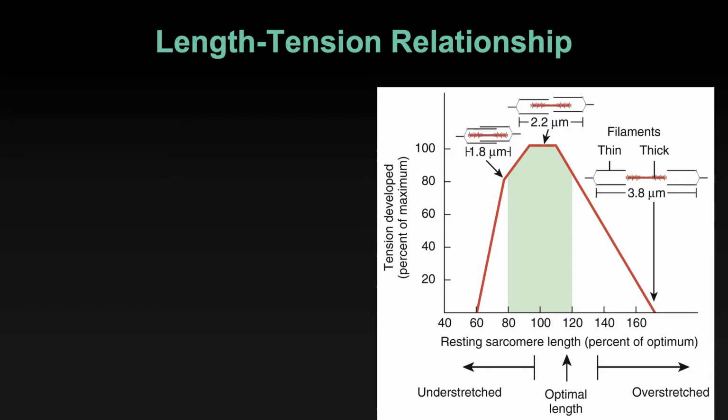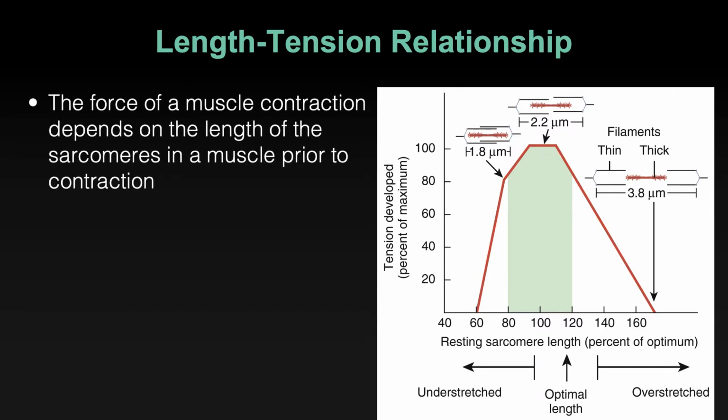The length-tension relationship in muscle. That is, depending on how much overlap there is, or how long the muscle fiber is, how much it's stretched, you can generate a different amount of force. The force that you can generate depends on the overlap of actin and myosin.